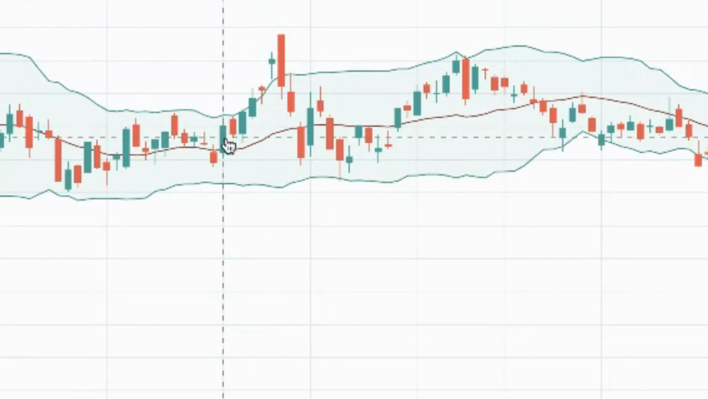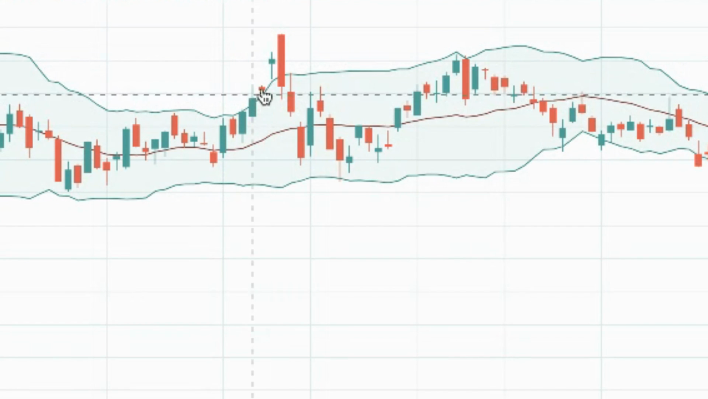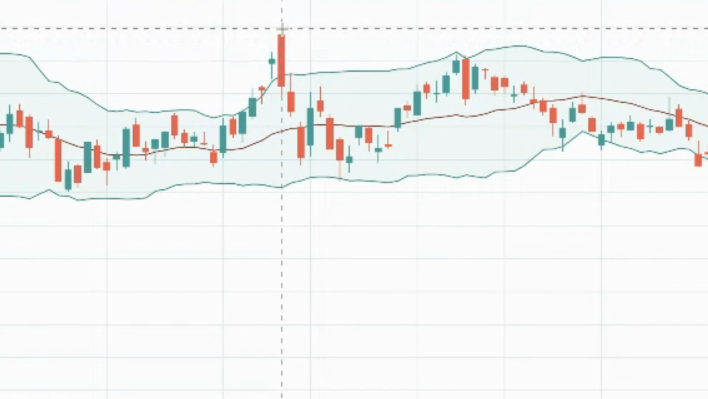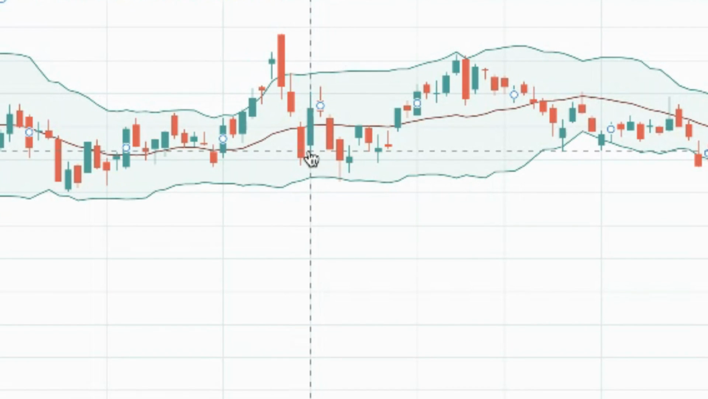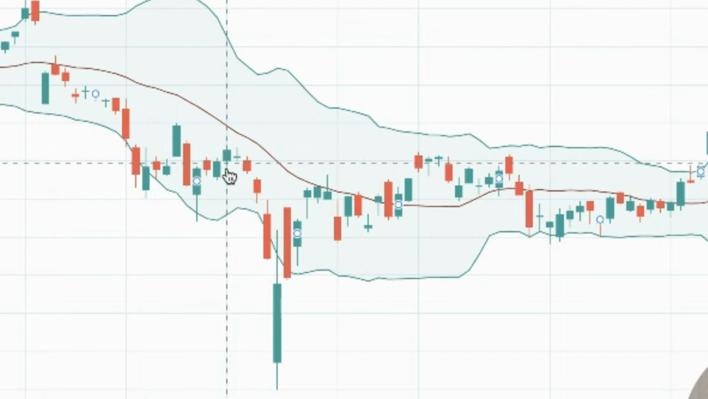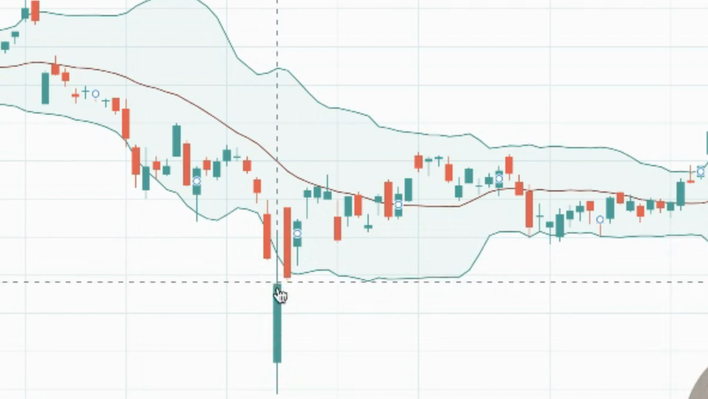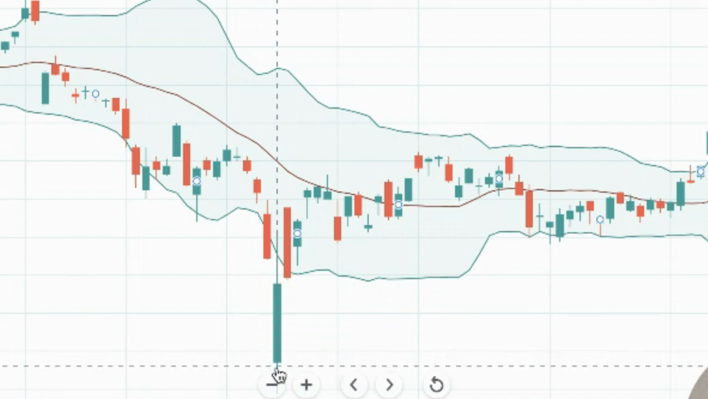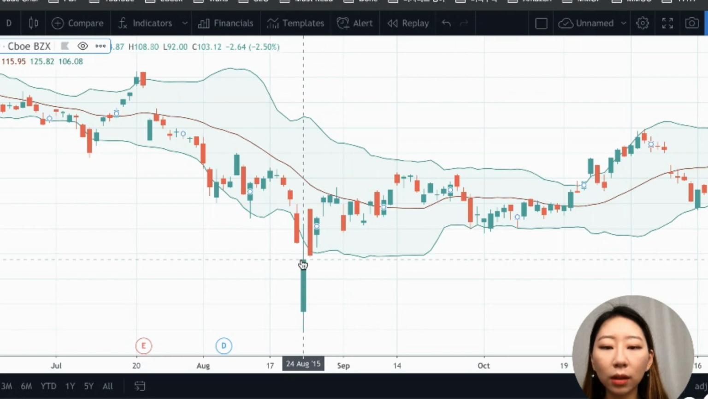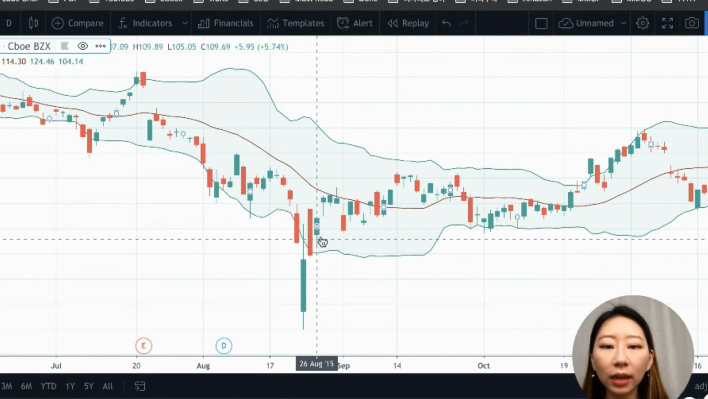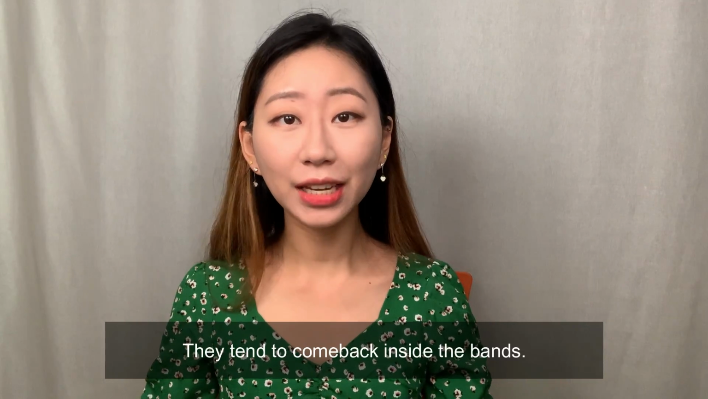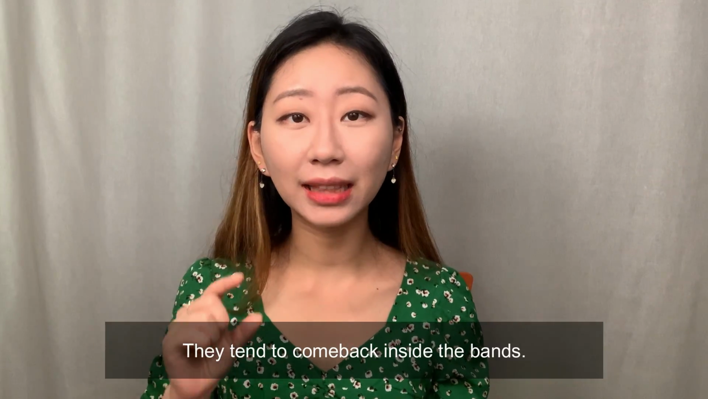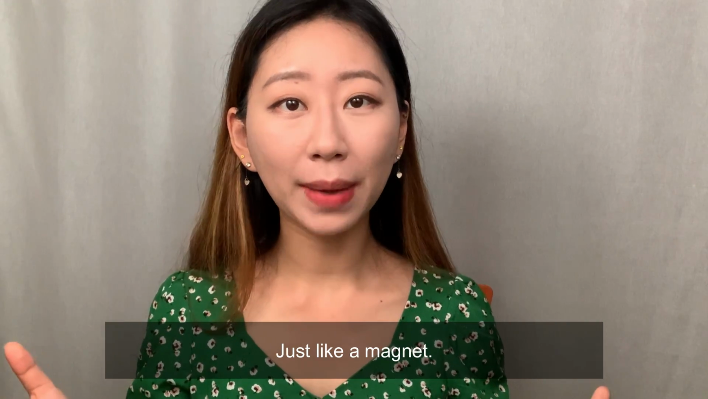For example, when the candlestick goes up and breaks this upper band, they tend to come back closer to the upper band and also the middle band. When the candlesticks go down further, breaking the lower band, they tend to come back up closer to this lower band and also the middle band. So when they break out of the bands, they tend to come back inside the bands, just like a magnet.